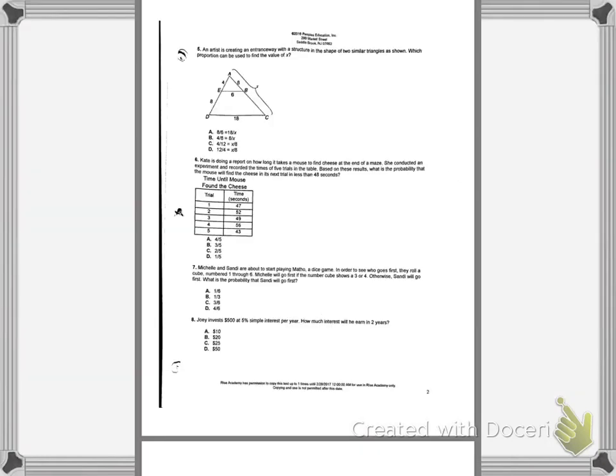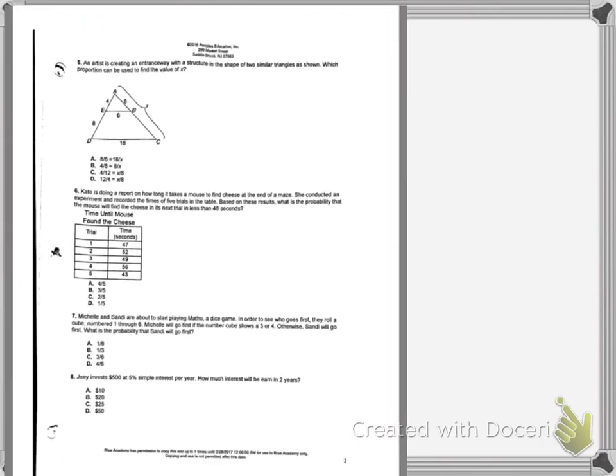Next page. Number 5, an artist is creating an entranceway with the structure in the shape of two similar triangles as shown. Which proportion can be used to find the value of X? Now, X is this whole line from A to C.